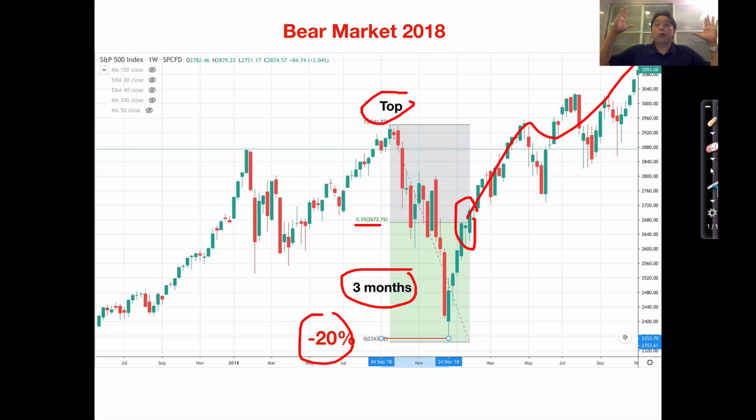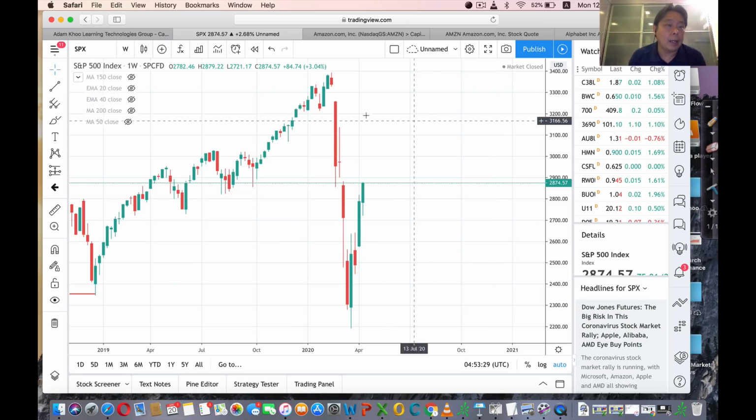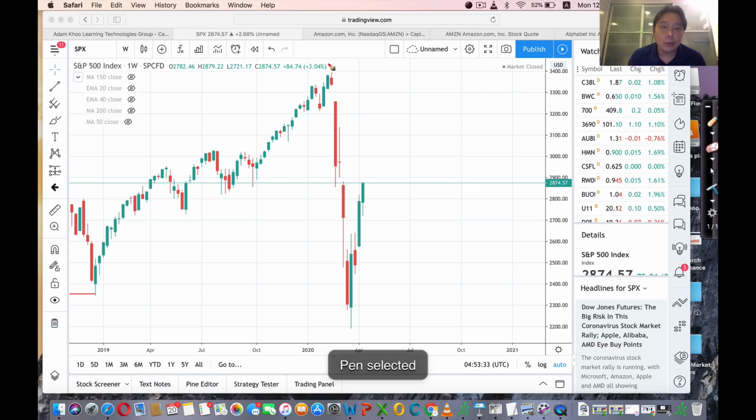Okay, so where are we now? All right, so back to the present bear market. I'm now looking again at the S&P 500 weekly candles. So that was our recent market top. And this was our recent market bottom here, right? So again, down 36%. Have we recovered 55%?